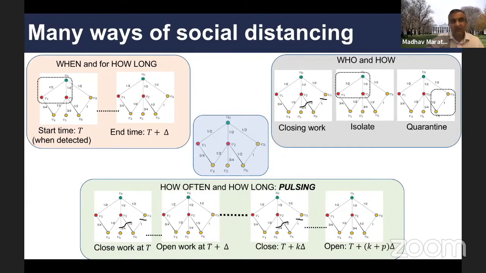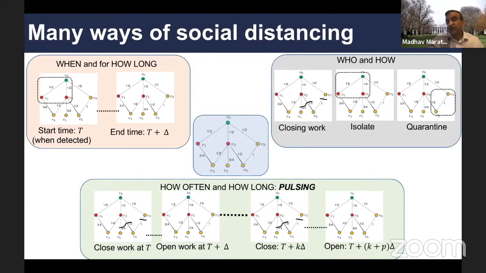So let's start from the top left and then go around. The first issue is, how do you intervene? So when do you intervene and for how long do you intervene? In this case, V0, V1, and V2, you can intervene, so take them off, and you're going to lift the intervention in this case at time t plus delta. The second thing on the top says, who do you intervene on and how do you intervene? You can either close workplaces in this case, or isolate the nodes or quarantine the nodes.